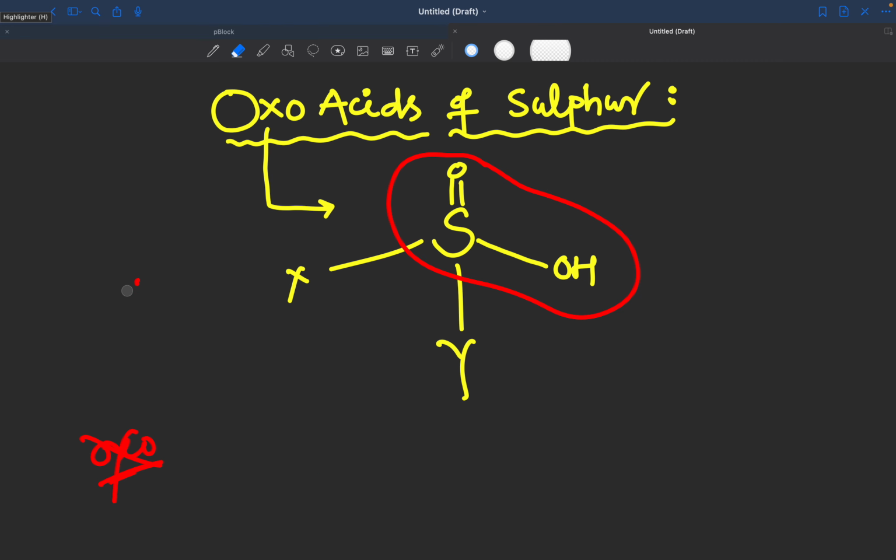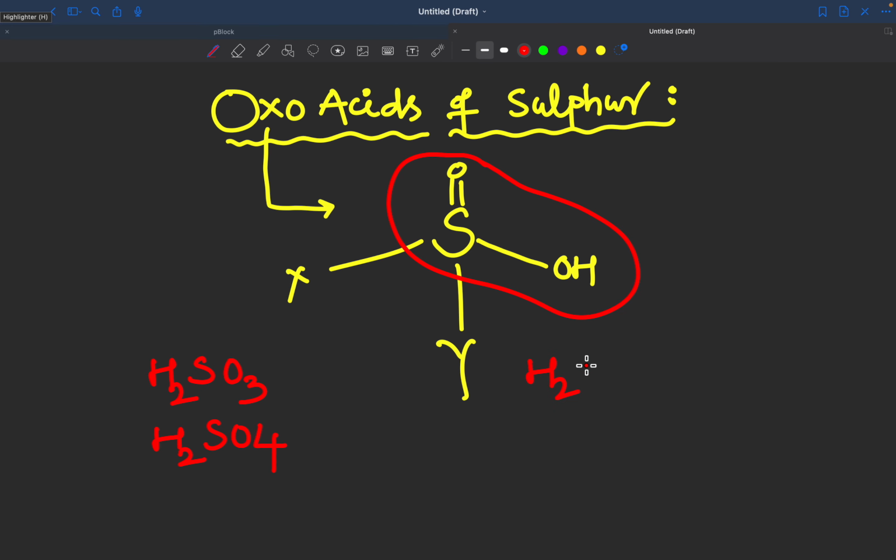We have already seen phosphorus oxo acids in the offline classes. In this fashion we have to see these oxo acids. So the sulfur oxo acids are: the very first one is H2SO3, next one is H2SO4, H2S2O3, H2S2O7. So these are one kind of oxo acids, and we have a few more special oxo acids.